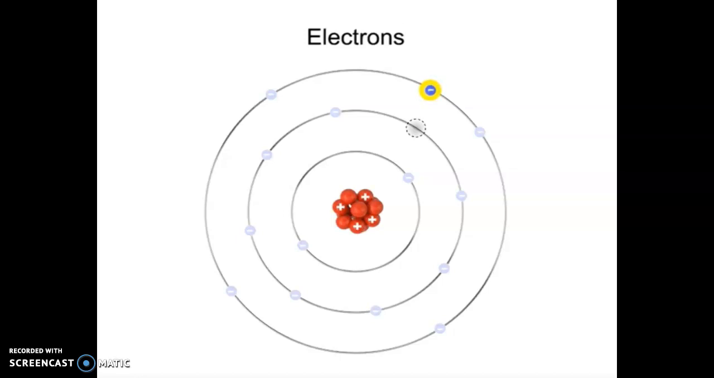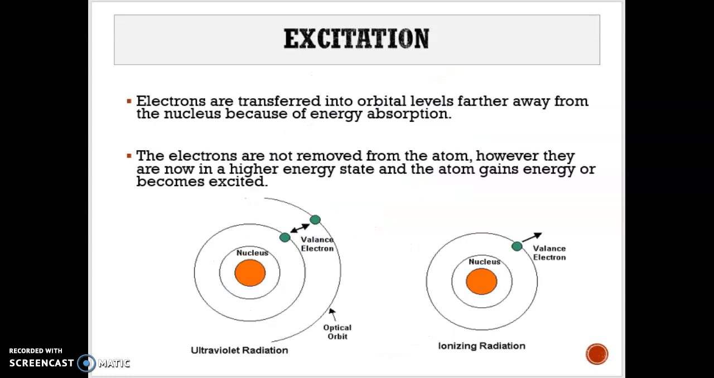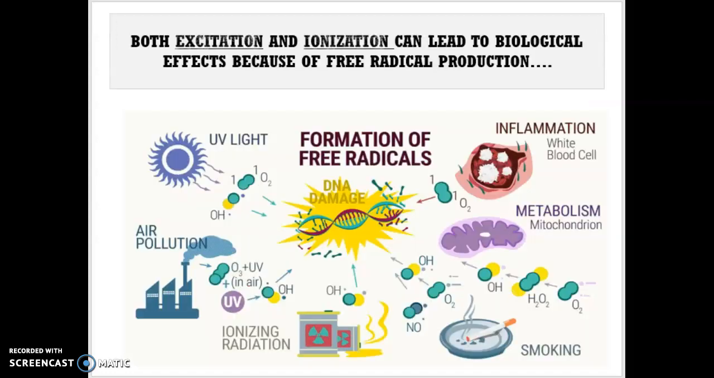So the excitation energy stored in the excited atom is normally released in the form of light or X radiation. Because electrons are not completely removed from the atom, they are just in a higher energy state, and the atom will gain energy or become excited during this process, and that's why it's called excitation. Both the processes of excitation and ionization can lead to the production of free radicals.